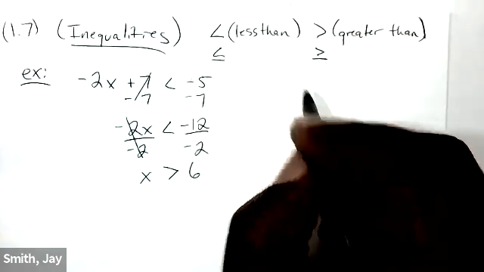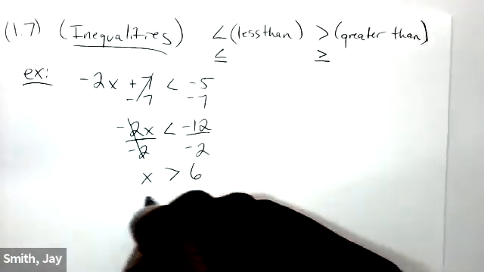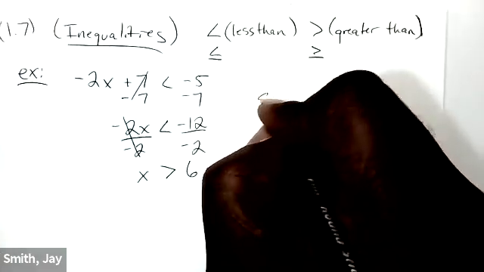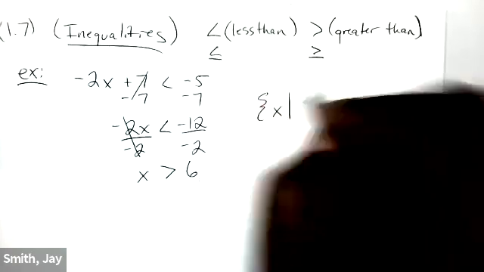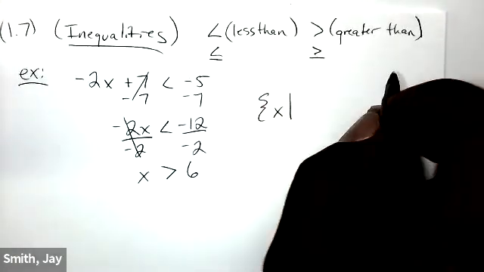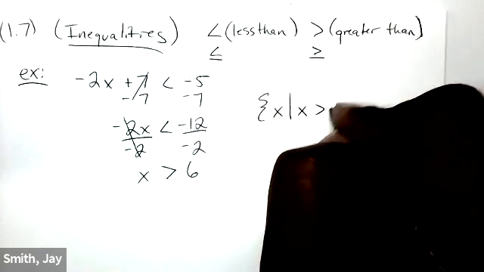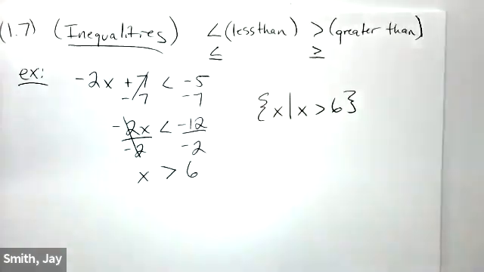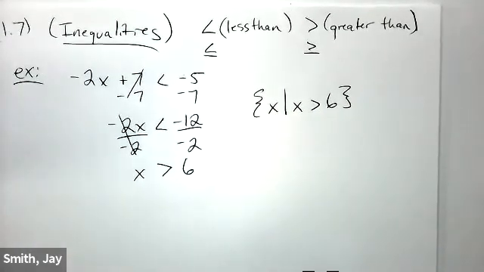Now in set notation, our answer is all the values greater than positive 6, or the set containing x such that x is greater than 6. That straight up and down line means such that. Remember we're doing this work on the computer, so they may ask you to present it in set notation. But more often than not, it's going to be interval notation.